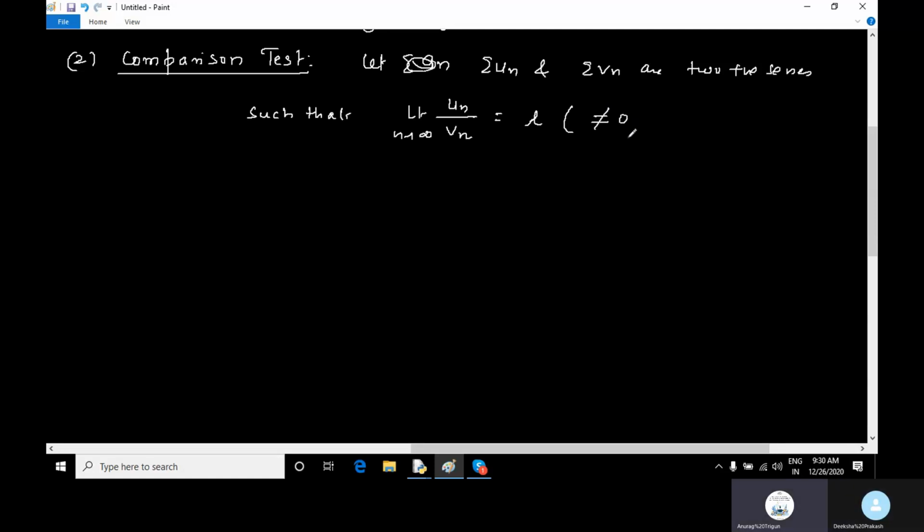Okay, the limit should be non-zero and finite. It should not get zero, it should not get infinity. Then only this test will work. If you got zero, then use this test. Given Un, we have to find Vn, right? Yeah, I'll tell you.